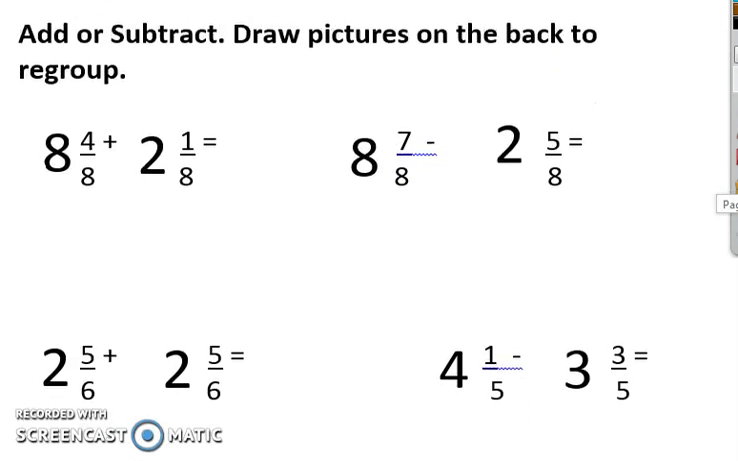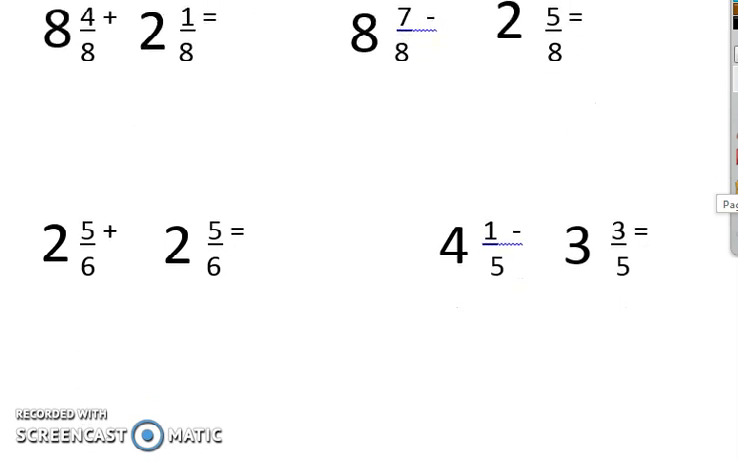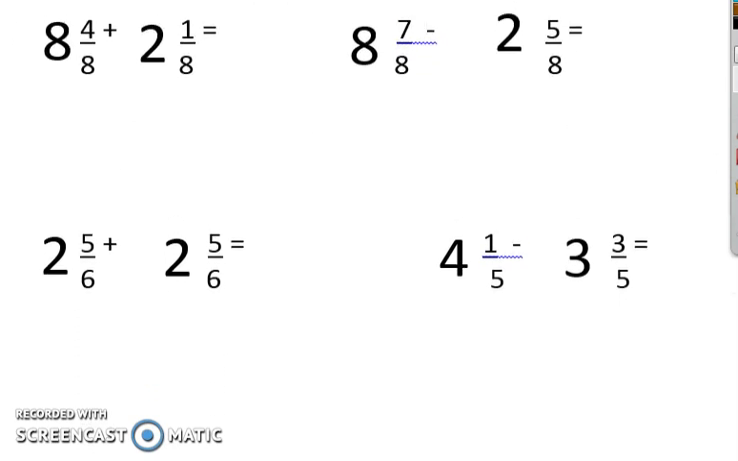All right. Add or subtract, draw pictures if you need to, if you need to regroup. Okay. This one, I always want to start with the fraction part and go 4/8 plus 1/8. I can do that. It's 5/8. I did not need to regroup, so I don't really need to draw pictures. So I'm just going to do fraction plus fraction, whole number plus whole number.